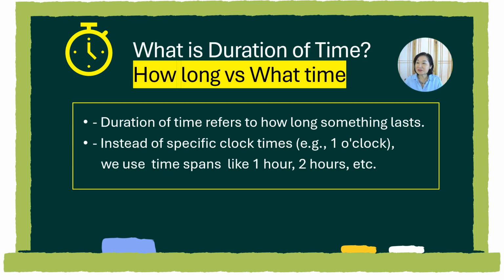Now let's move on to our first topic, duration of time. Instead of talking about specific time, like 1 o'clock, 2 o'clock, we will focus on expressions that describe how long something lasts, such as for 1 hour, for 2 hours, or for 3 minutes. Let's take a closer look at how to express duration in Japanese.